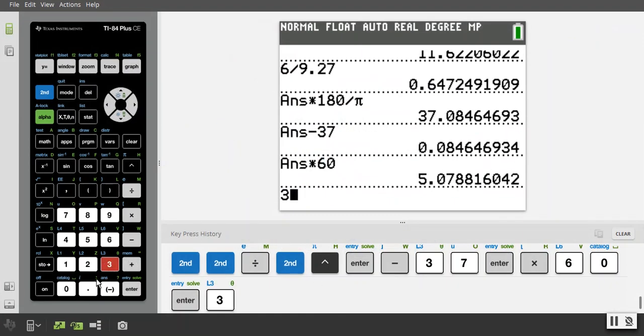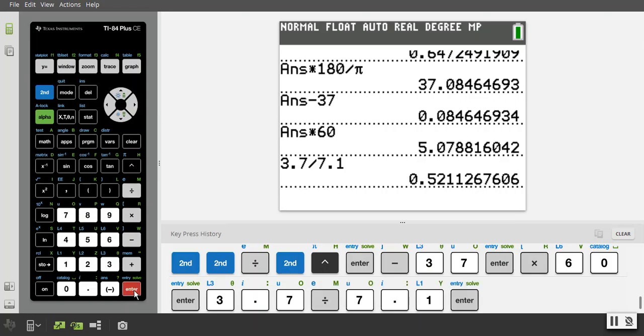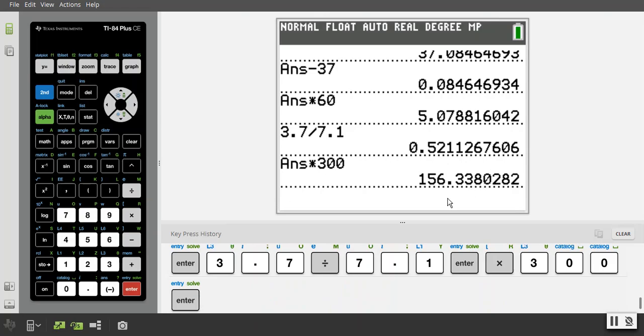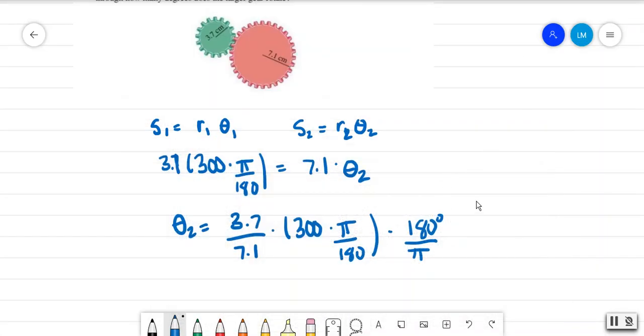Okay, so if we take 3.7 divided by 7.1, and we multiply this by 300, we get 156. So if we round to the nearest degree, it's 156 degrees. So just to clarify, you have that the pi canceled out, the 180 canceled out, and then see over here, you have that that's a degree right there.